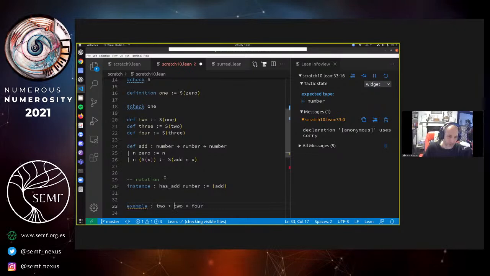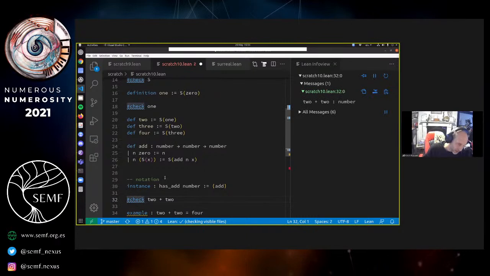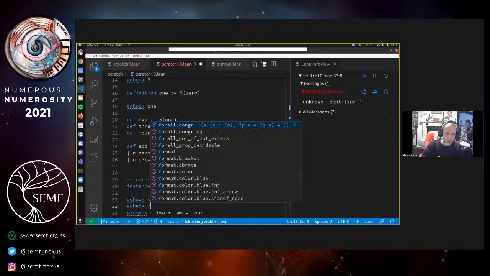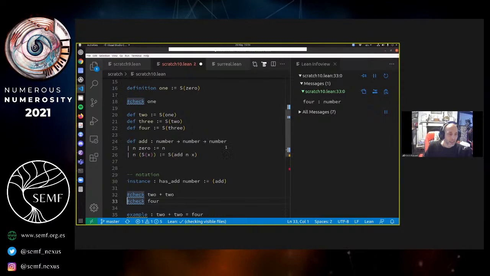You see, what is 2 add 2? We can ask Lean what it thinks 2 add 2 is. And you see it's happened. Oh, 2 add 2 is a number. We can ask it what 4 is, and it says, oh, 4 is a number as well. And so this is different from claiming that 2 add 2 is 4.